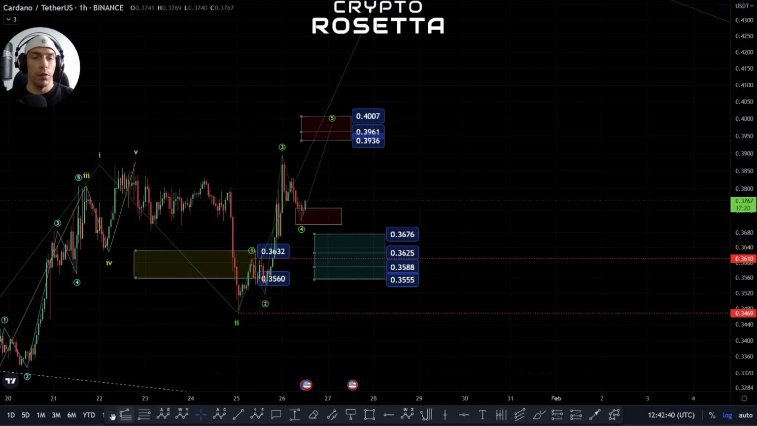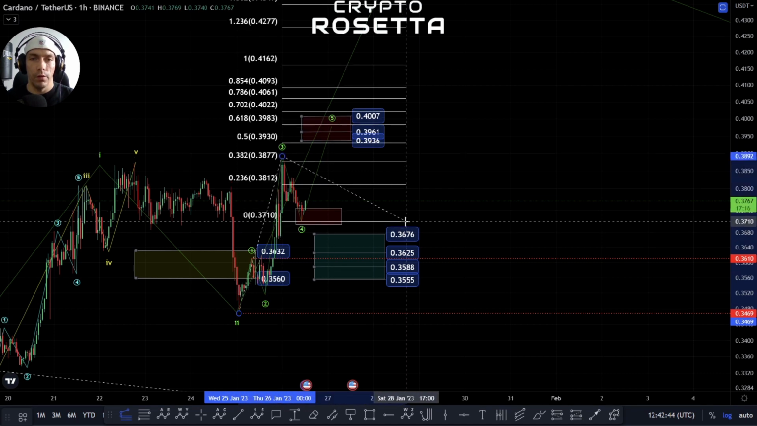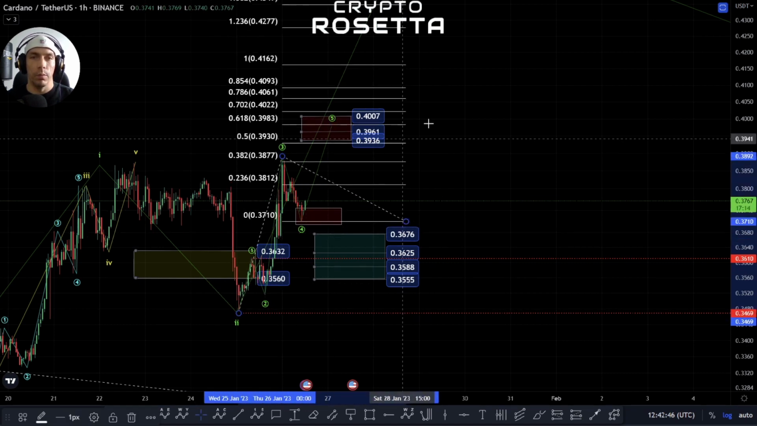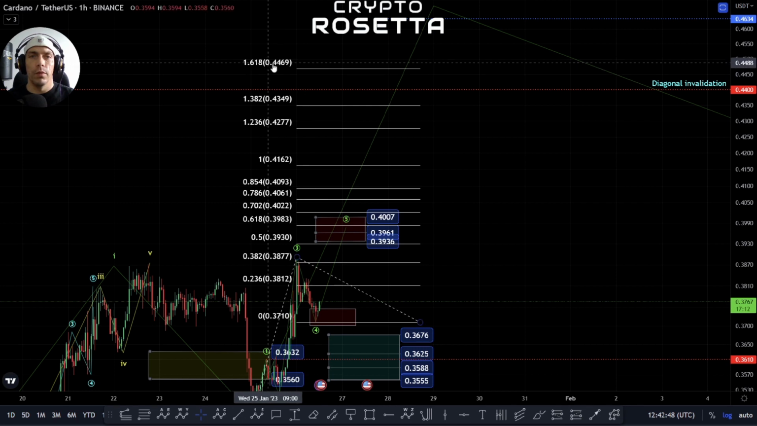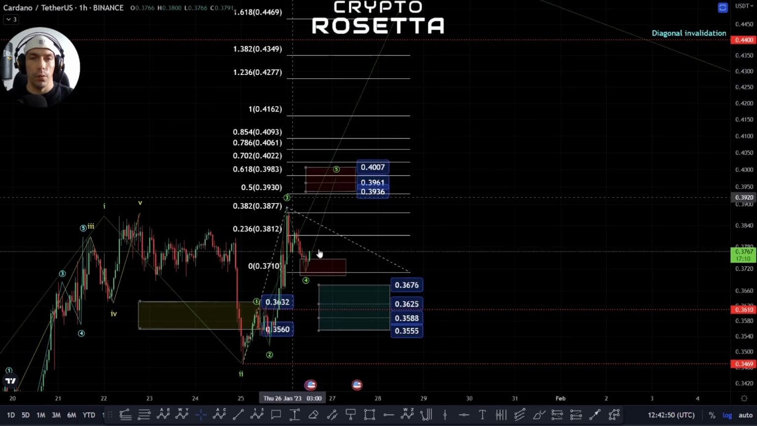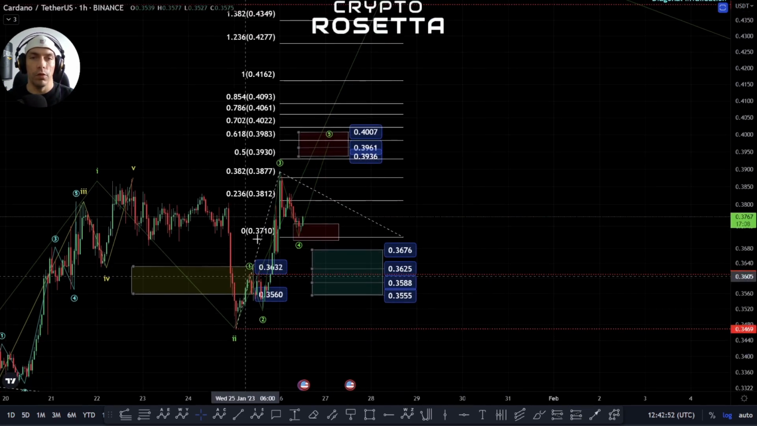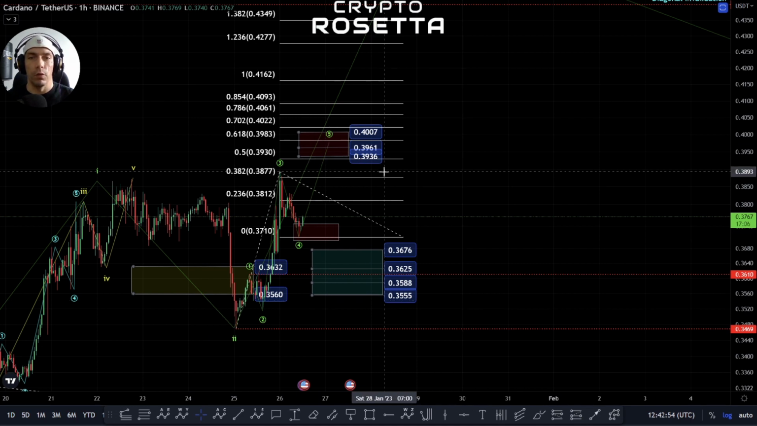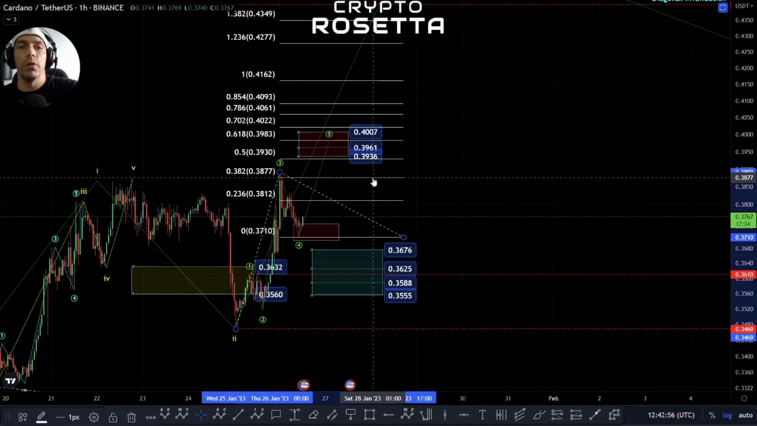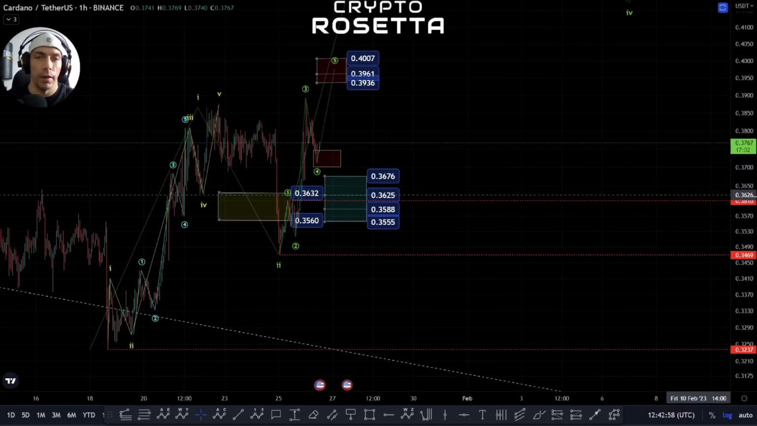But I wouldn't get ahead of ourselves. Even off the current structure, if we want to say that we've completed here, you would have to move above this 44.69 to confirm this impulse. Otherwise, it could literally just be an A, B, and a C, and then we look to break down. So we just need to give it a bit more time and see how we go on.